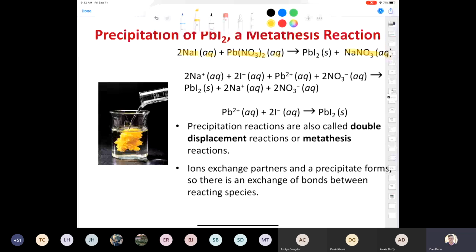Is this not balanced here? Yeah, there should be a 2 here, shouldn't there? Well, fixed it. There should be 2 sodium ions and 2 nitrate ions, like that.